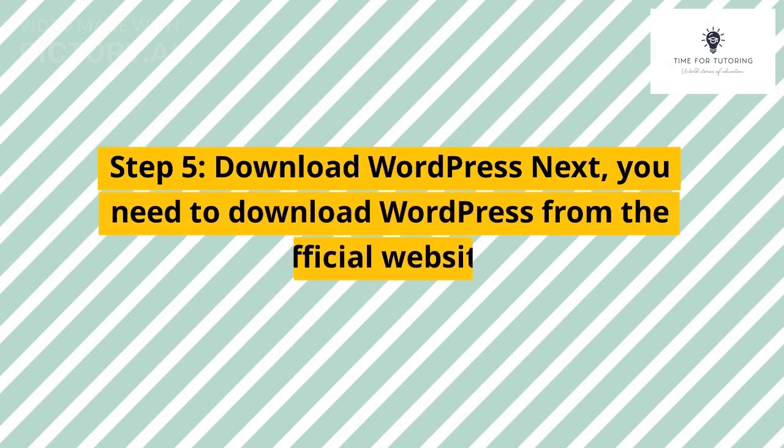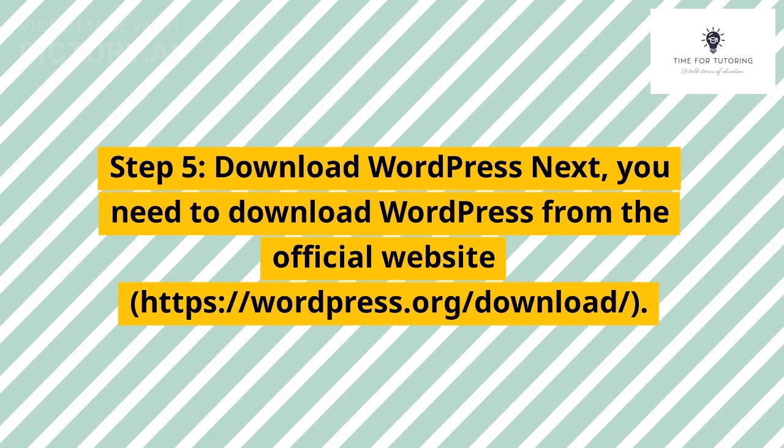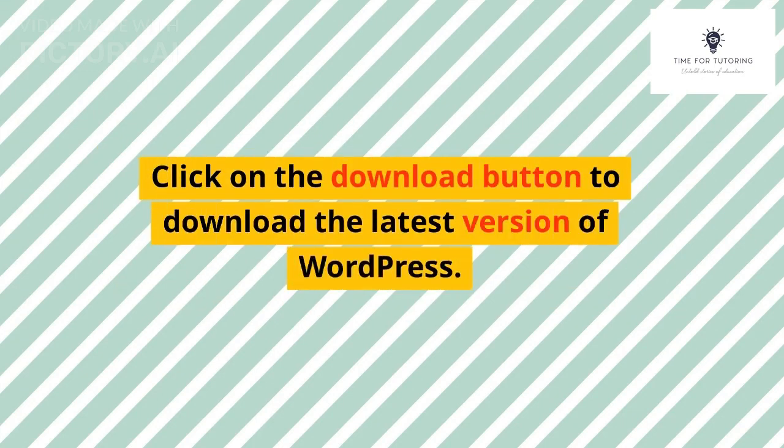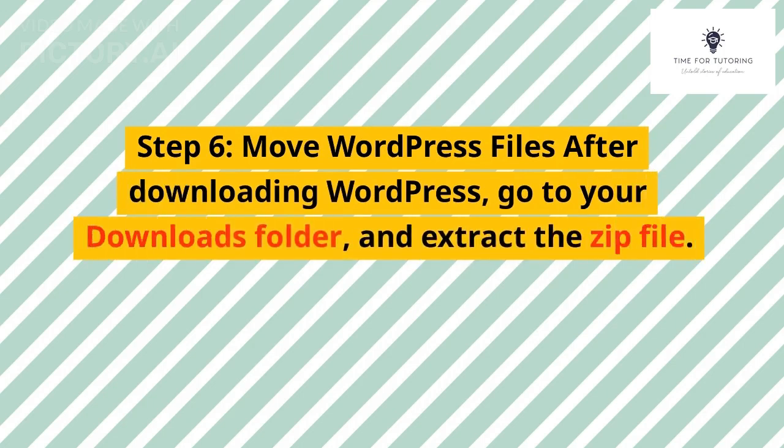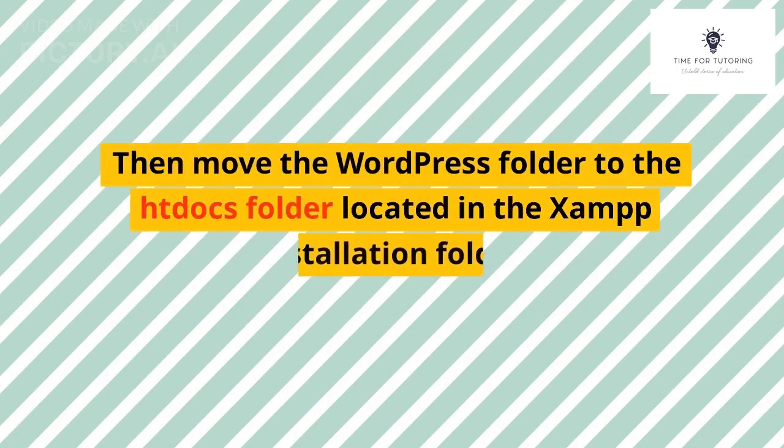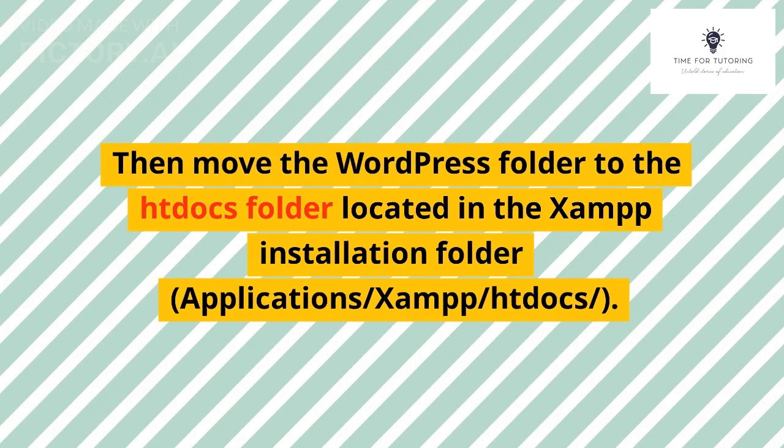Step 5. Download WordPress. Next, you need to download WordPress from the official website, https://wordpress.org/download/. Click on the download button to download the latest version of WordPress. Step 6. Move WordPress files. After downloading WordPress, go to your Downloads folder, and extract the zip file. Then move the WordPress folder to the htdocs folder located in the XAMPP installation folder, Applications, XAMPP, htdocs.